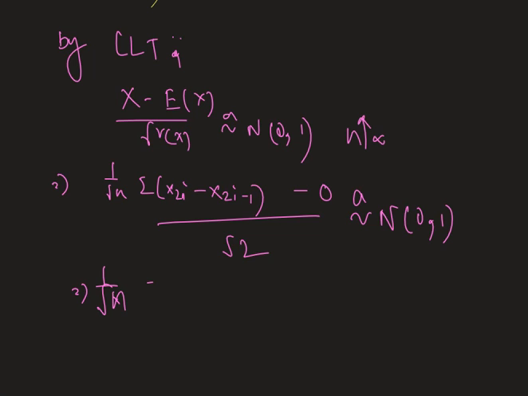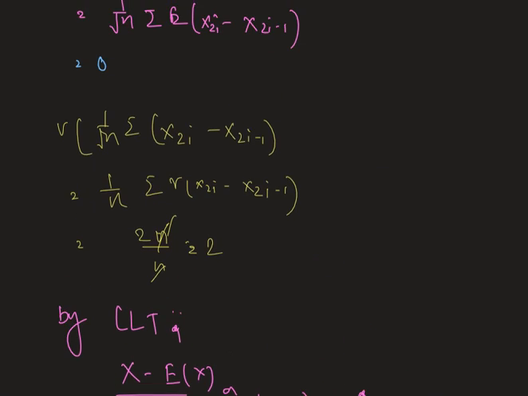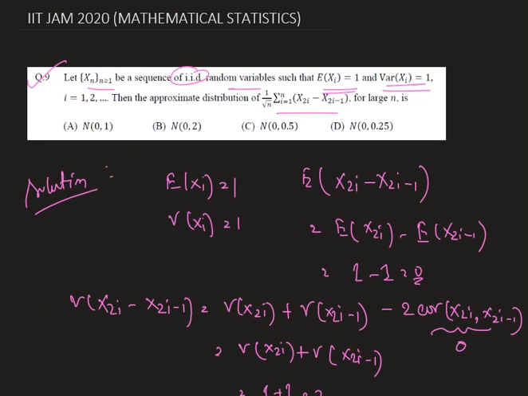Now 1 by root n sum over X2i minus X2i minus 1 is asymptotically normal 0, 2 for large n. Hence we get our answer that this expression follows normal 0, 2 for large n. So this is the answer, and that's all for today. Thank you very much.